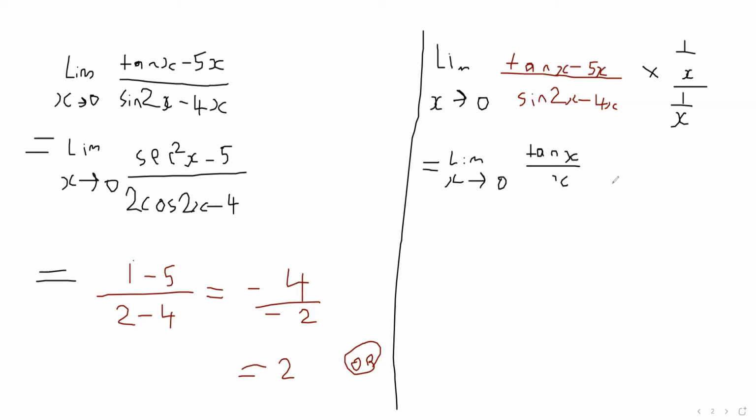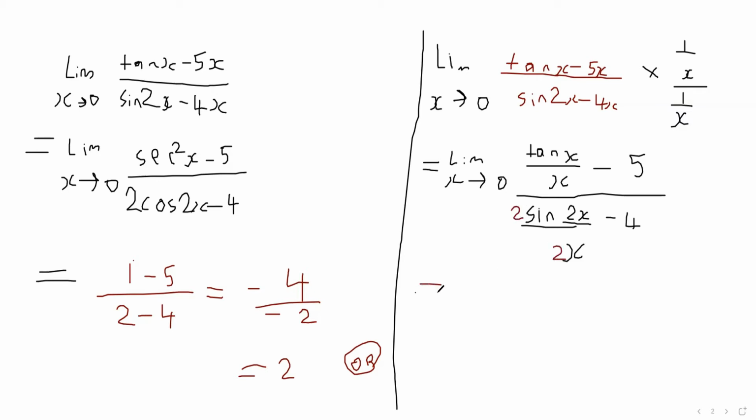Then we're going to have minus 5x over x. That's just minus 5 divided by the limit of sine 2x over x, and then minus 4. Now what we're going to do is look at this. We're going to put a 2 right here, and put a 2 here.